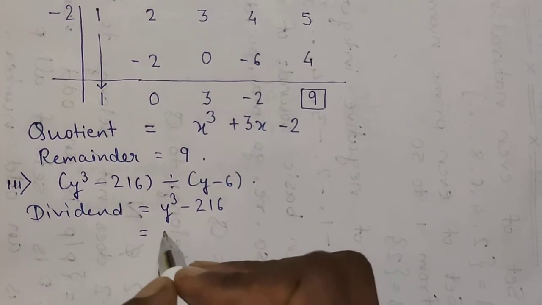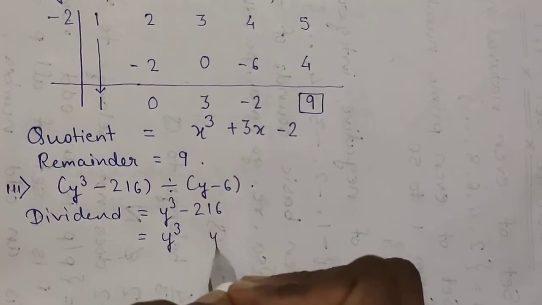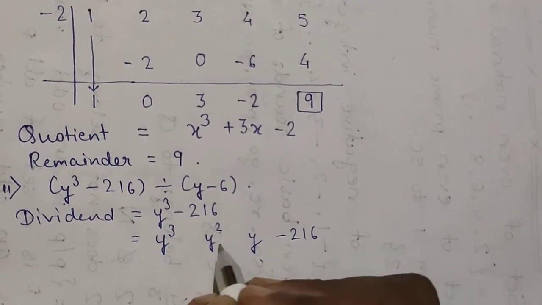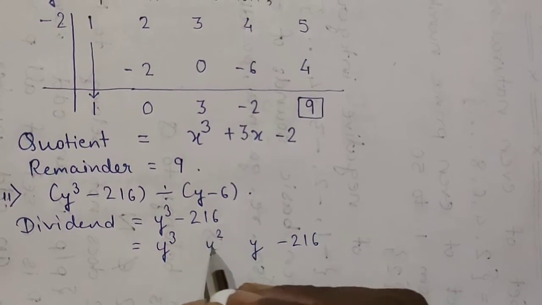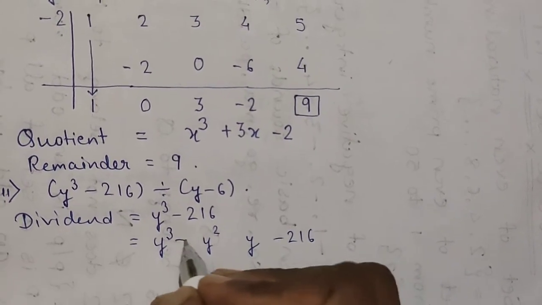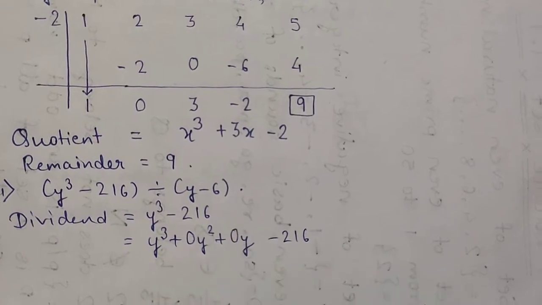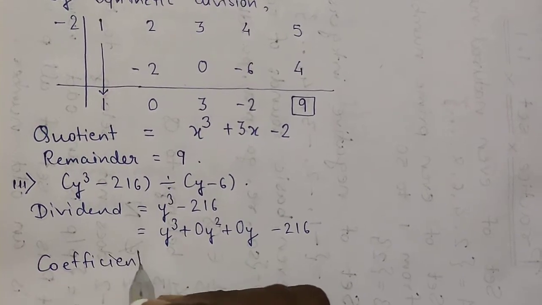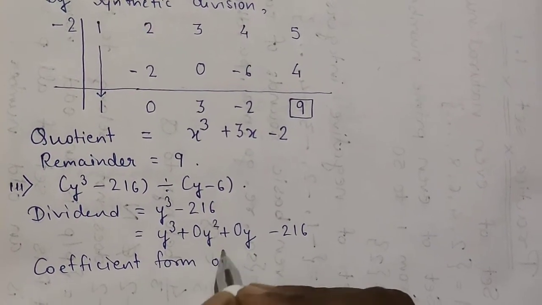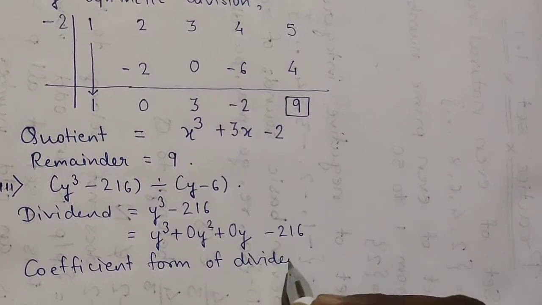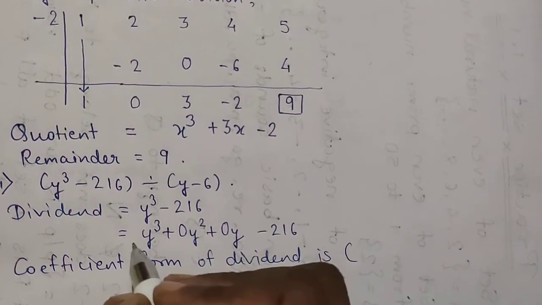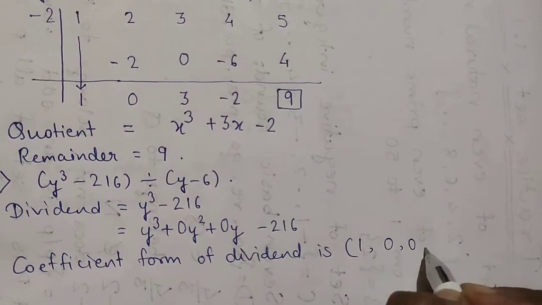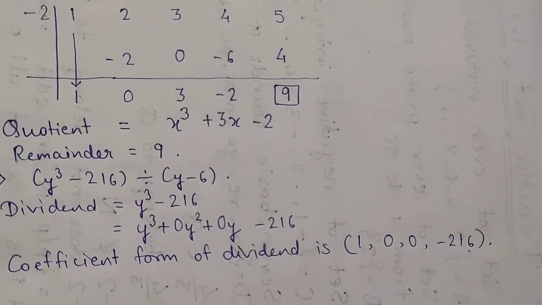Now see how to write it in standard form. Cube is there, then square should be there, then y should be there, and then finally your number. Cube, square, y, then number. In this case these two terms are missing, so write 0 in their place. Now let us write the coefficient form of the dividend. It is 1 0 0 minus 216.